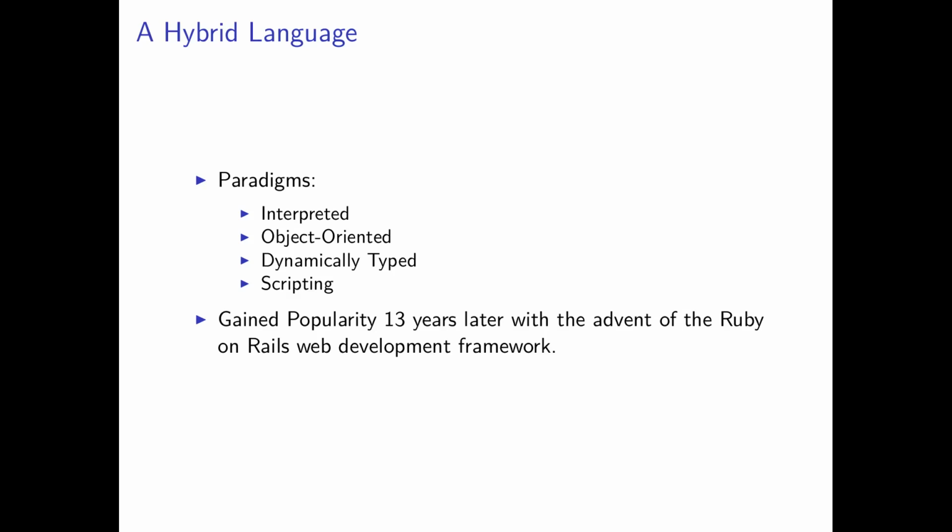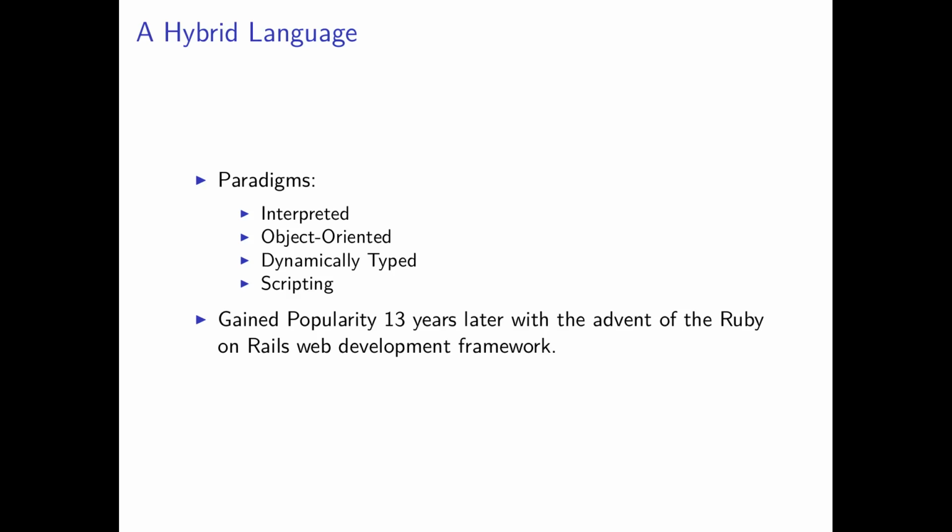So there are no primitive types. There's just objects. It's dynamically typed, like I said, and it's a scripting language. So you can just kind of write the script and run it. You don't have to worry about compiling it. So now it becomes extremely portable. As long as there's a Ruby interpreter, there you have the ability to run your code.